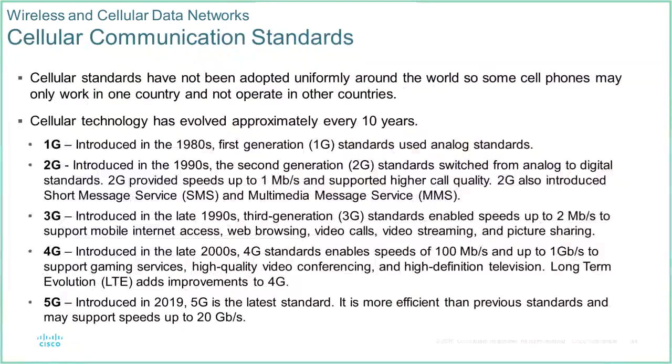Each generation supports a different speed because it has a different frequency, more functionality. The higher the frequency we're using, the shorter the range, but the more data we can push through at once. It's a trade-off. So 5G starting to roll out.